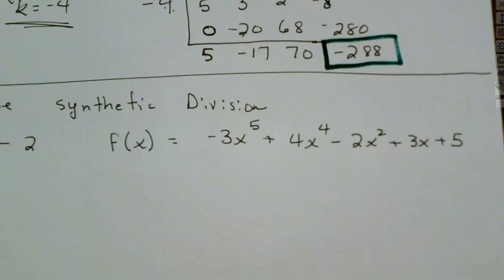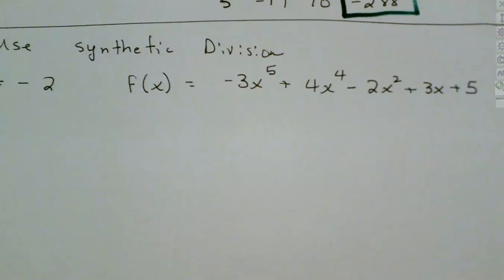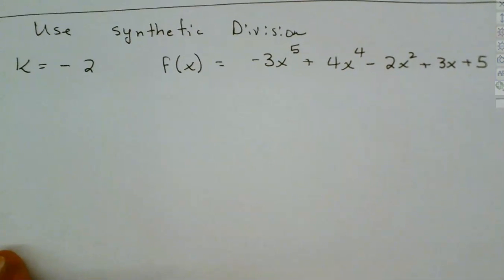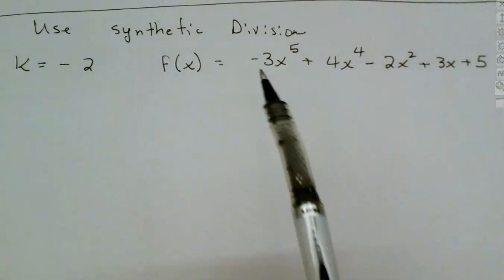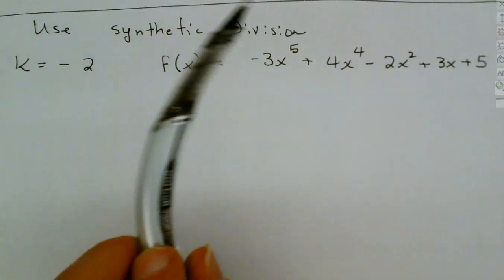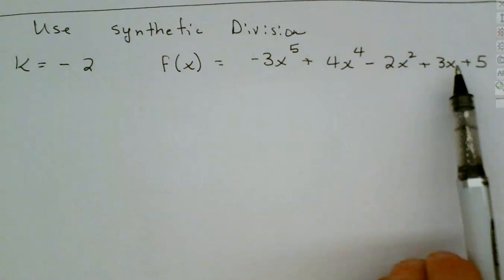Okay, so really long one here. If I was going to do this by hand, that would take a bit, right? Because you'd have to plug the negative 2 in. You'd have to take it to the 5th power, then to the 4th power, then square it, and plug it in here.